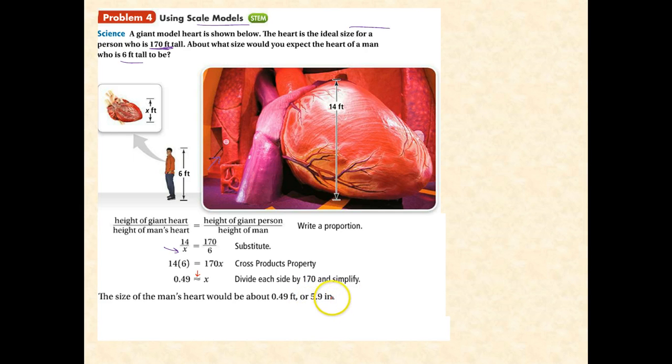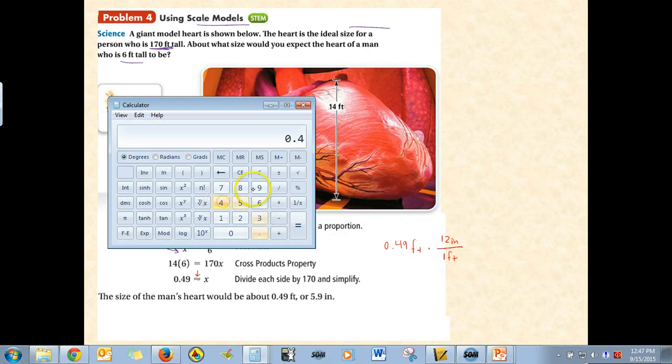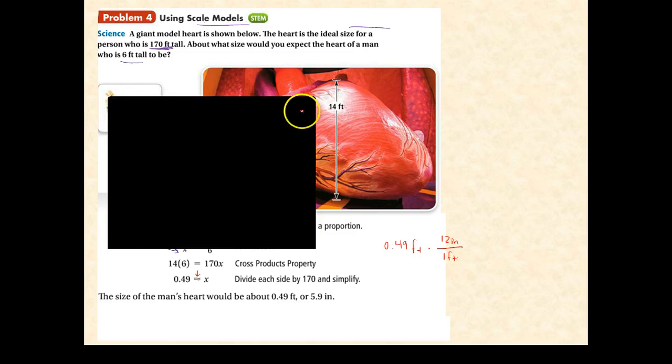How did they get 5.9 inches from that? Remember this. 0.49 feet times 1 foot on the bottom, so feet will cancel, and 12 inches on the top. And 0.49 times 12 is, what? 0.49 times 12 is 5.88, which is about 5.9. Cool, dude.